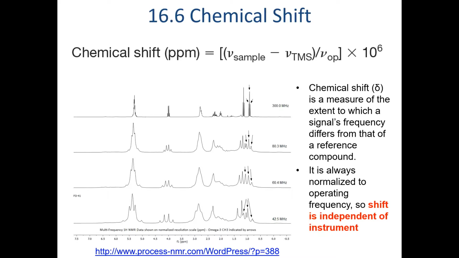We always do it this way because when we measure it this way, the shift that we get is going to be independent of the instrument strength. So we can look at the same spectrum from a 300 megahertz NMR on the top, an 80 megahertz instrument below that, a 60 megahertz instrument below that, and a 42.5 megahertz instrument below that. The shifts that we see for each of these are going to be exactly the same. We're going to report them as parts per million and they all line up. So you can see that in this column on the left, we have all of these peaks lining up.